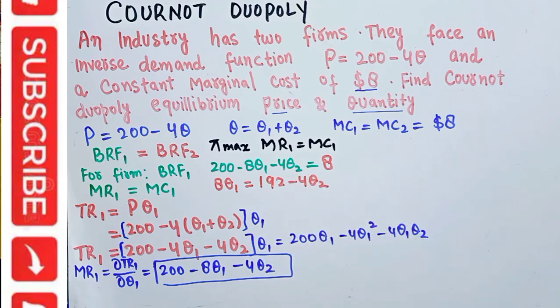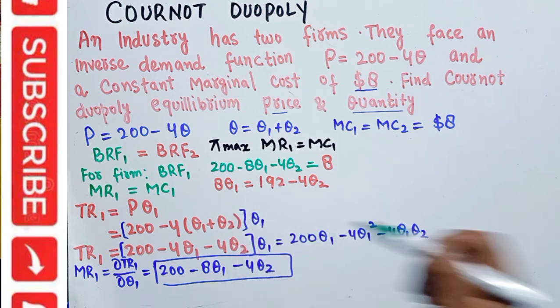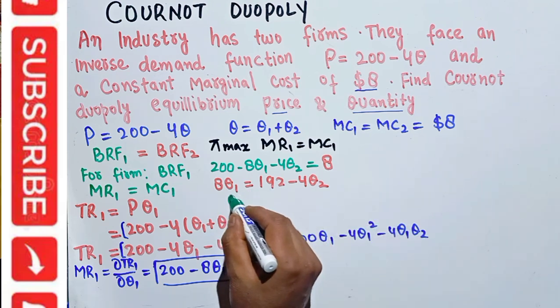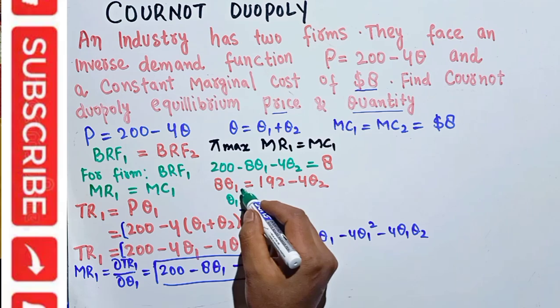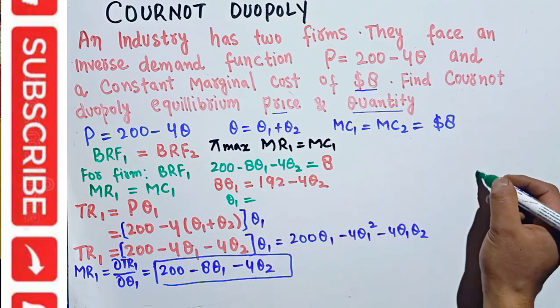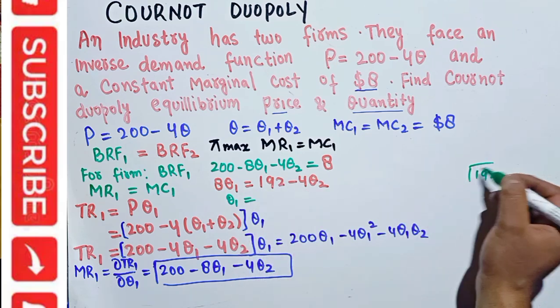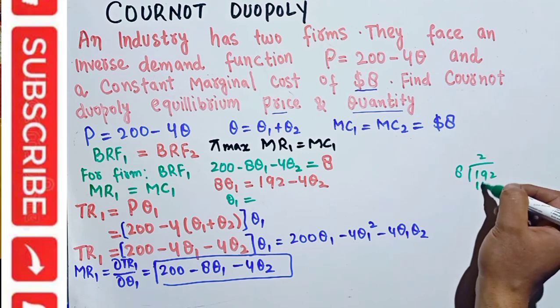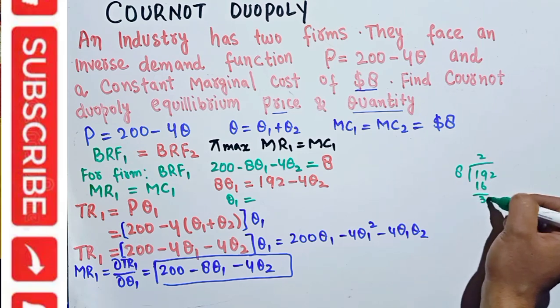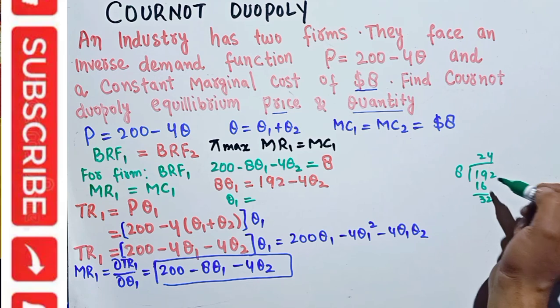Okay, dividing both sides by 8, what will we get? So we will get Q1 is equal to 192 divided by 8, so we have 8 2s are 16, so 32, 8 4s are 32.